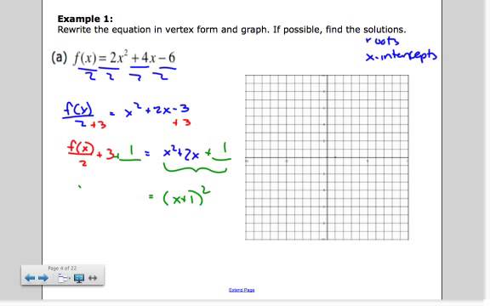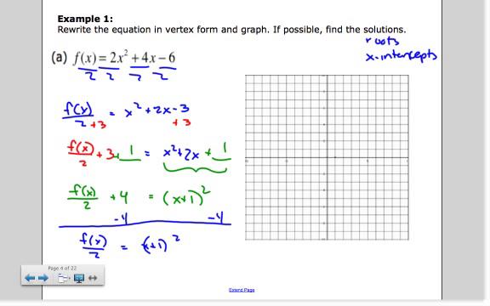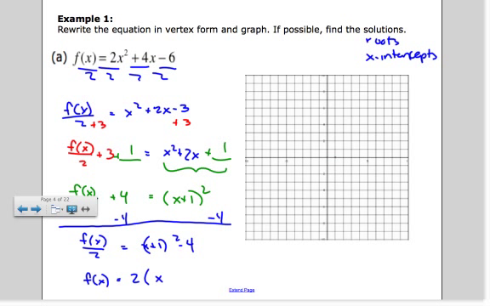Over here, I can go ahead and simplify: f of x over 2 plus 4. Now I have to subtract 4 from both sides. And that gives me f of x over 2 equals x plus 1 squared minus 4. Now I'm going to multiply both sides by 2. That gives me f of x equals 2 times x plus 1 squared minus 8. And there's my vertex form.